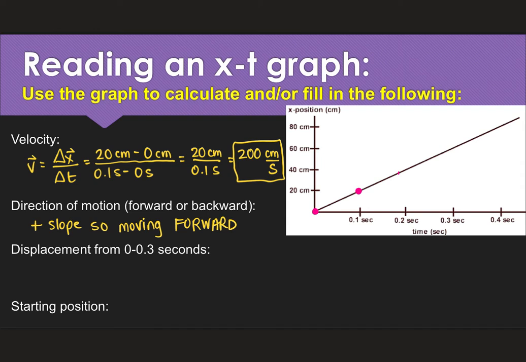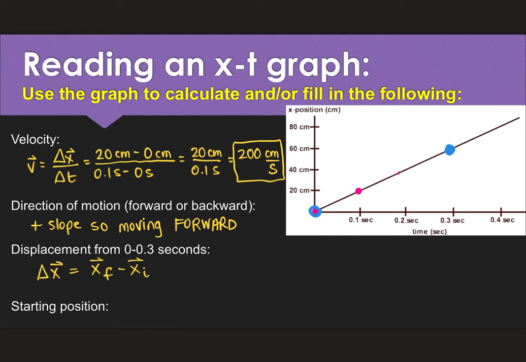Displacement from 0 to 0.3 seconds. Okay, let me mark this. Here is 0 seconds and 0.3 seconds. I'm right there, okay? And I want to know the displacement. Well, what the heck is displacement? Remember that our definition of displacement is the change in the position. And our symbol is delta x, change in position. Remember that is equal to the final position minus the initial position.